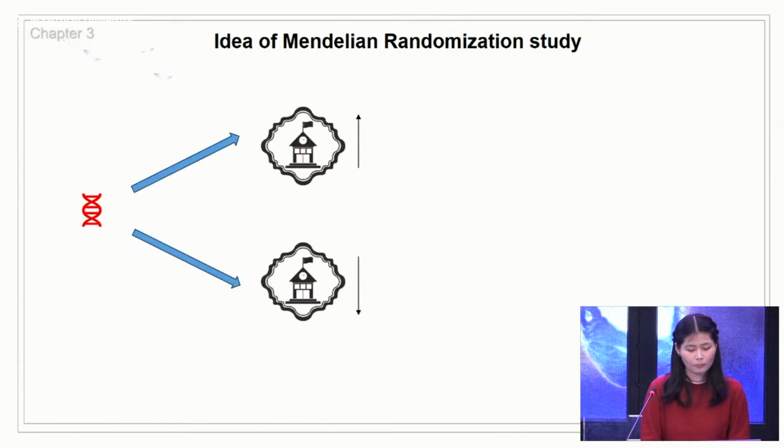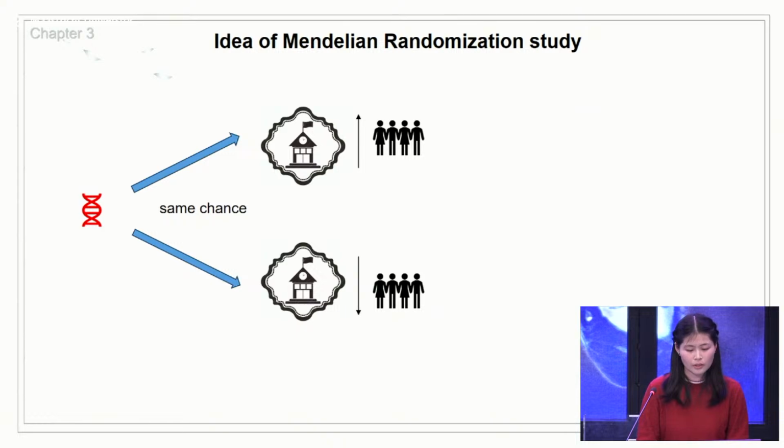When people are born, some of them may have DNA that make them have more years of schooling, while the others may have the DNA that make them have less years of schooling. These two situations can happen with the same chance. So this process is just like a random lottery when you get at birth. And this process will not be affected by the other factors that may also have an impact on NAFLD risk.